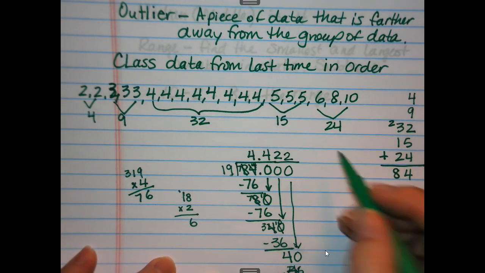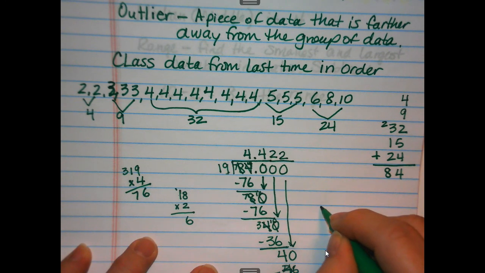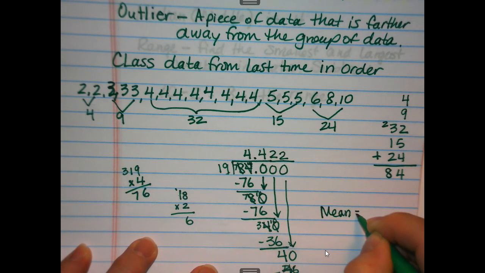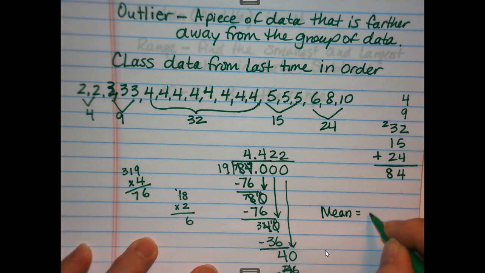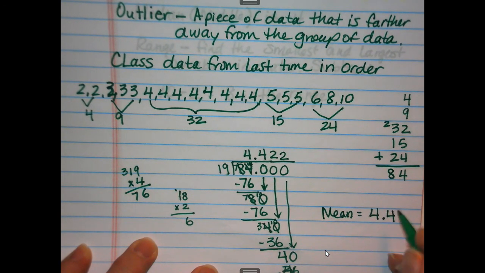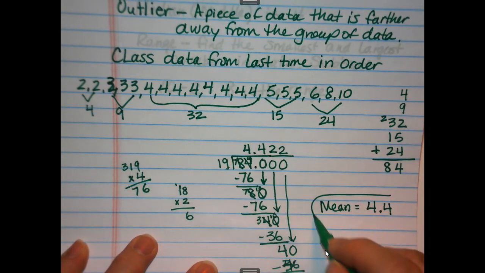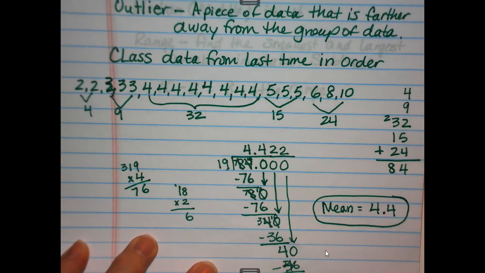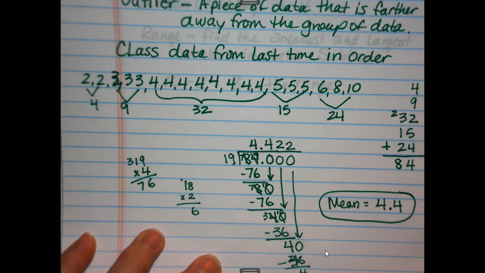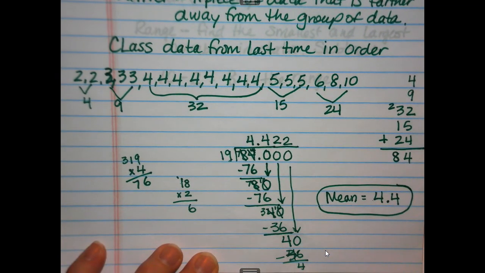So I am going to say that my mean equals 4.4. And I'm going to circle that here. And that's kind of a lot to do there with our old-fashioned math, but some of you are more comfortable doing your math with calculators, especially now that you're at home.